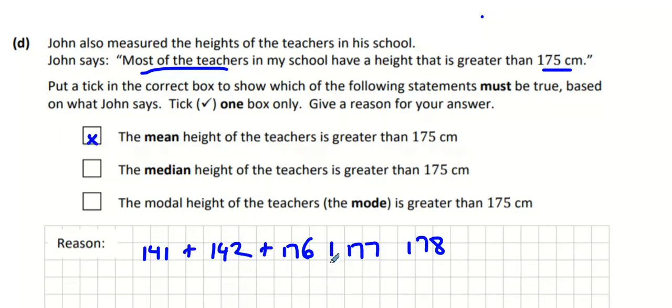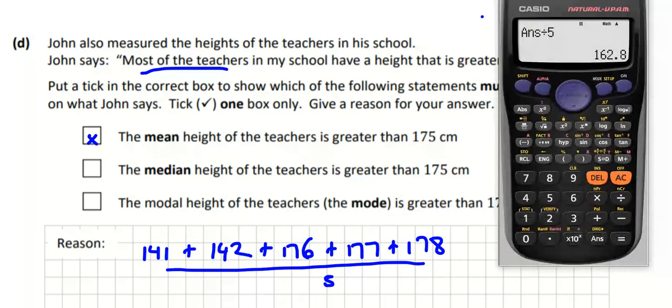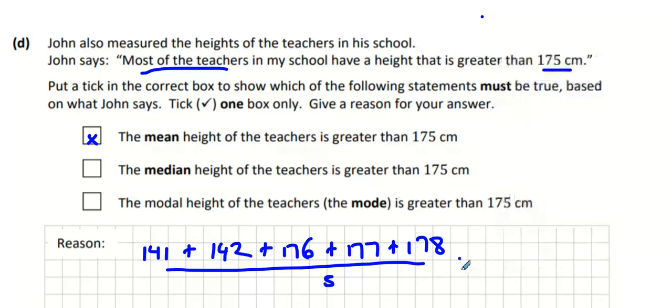And you can put this down as the reason, divided by 5. What did we get there? When we divided by 5, we got 162.8, which is not greater than 175. So that's the next one. The median height of the teachers is greater than 175.